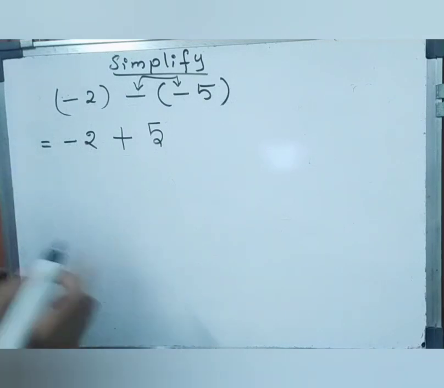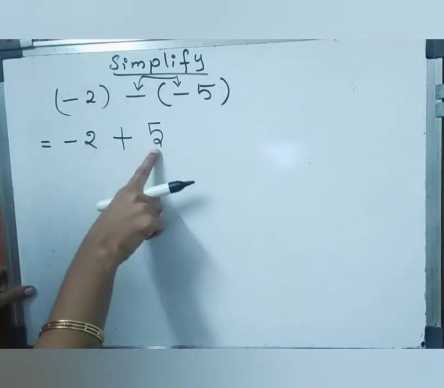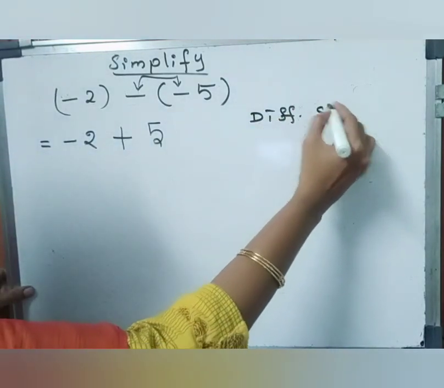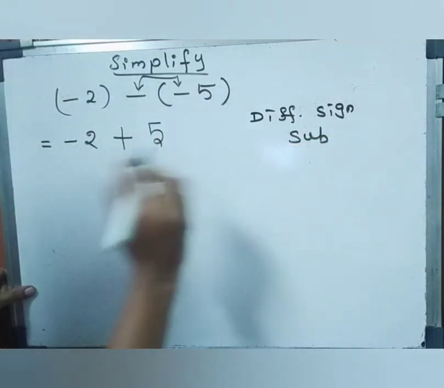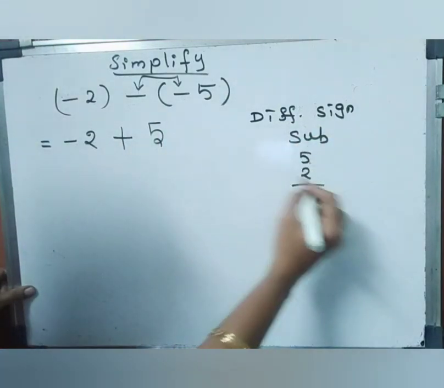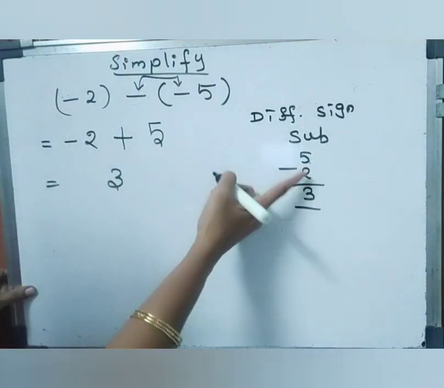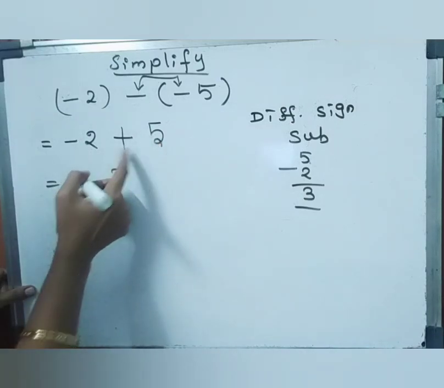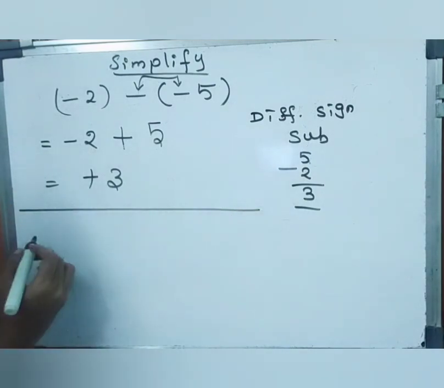So this is rule number 2, different sign. Here negative 2, positive 5. Different sign, subtract. You just ignore the signs. 5 and 2, subtraction answer is 3. So my answer is 3. Here the greater number is 5. The sign of 5 is plus, so the answer is also plus 3. In the same way, the next example.